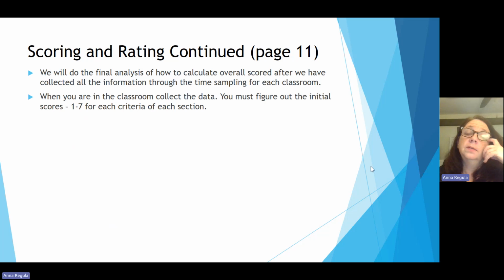So once you go in for the time when you go in the classroom, the time sampling, you want to do the initial scoring of the 1 to 7. We're going to do the other thing later where you compile all the information. There'll be another video. But you have to get the scores that you have to observe in the classroom in order to do them while you're at your site, right? So you want to collect that data, but you shouldn't be sitting there trying to figure out how to do final scores while you're in the classroom. Collect the data you need, you know which things you need, and you go on.